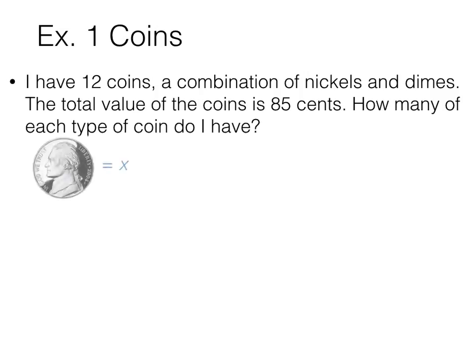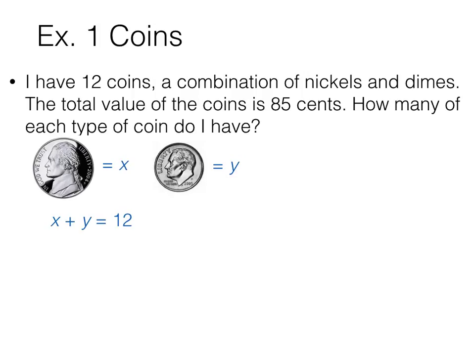So let's let x equal our nickels and y equal our dimes. And because I have 12 coins, we'll write x plus y equals 12. The total value of the coins is 85 cents. So nickels are worth 5 cents, dimes are worth 10. How many of each type of coin do I have?